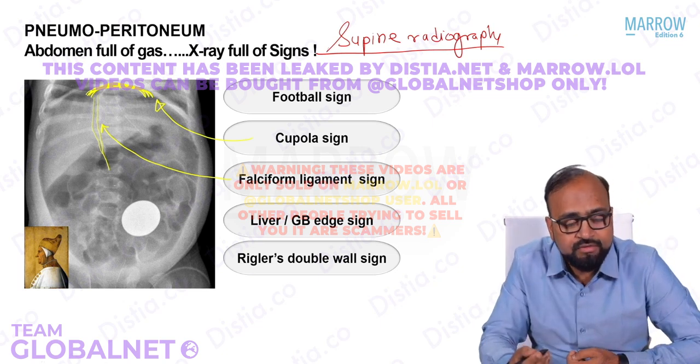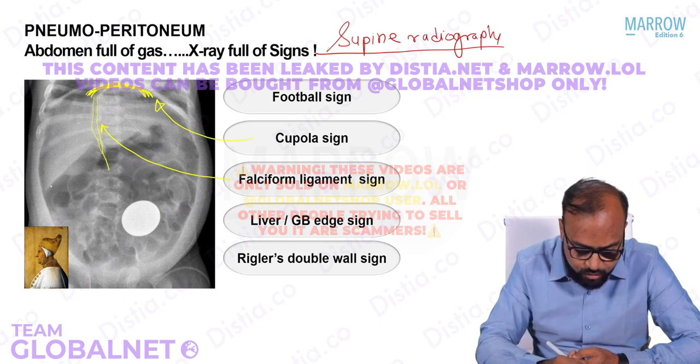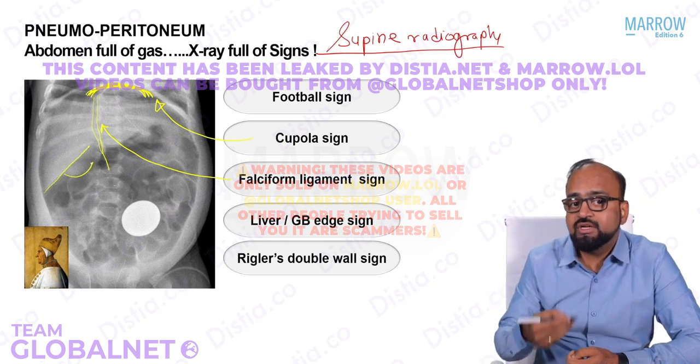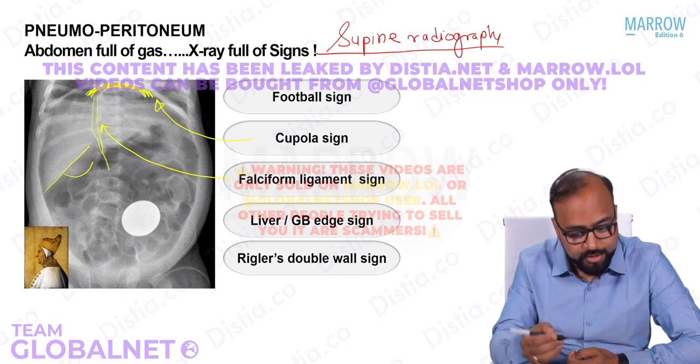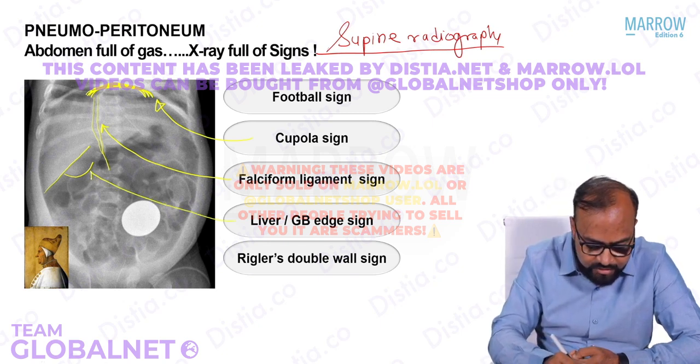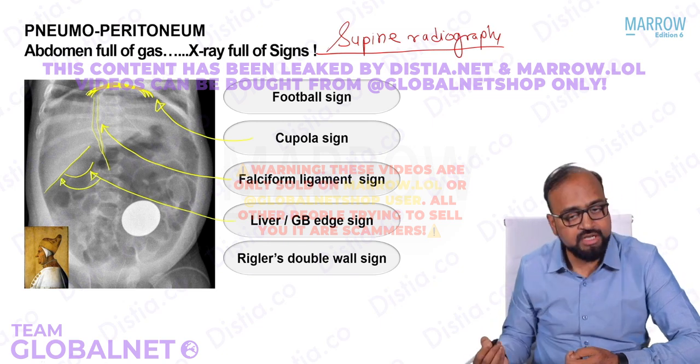Similarly, on an abdomen X-ray, we would never see a sharp margin of the liver or even a sharp margin of the gallbladder. But when these are also lined by free air in pneumoperitoneum, they become visible, and this is called the GB sign or the liver edge sign.